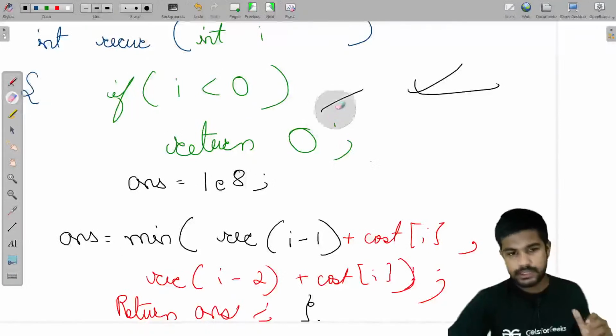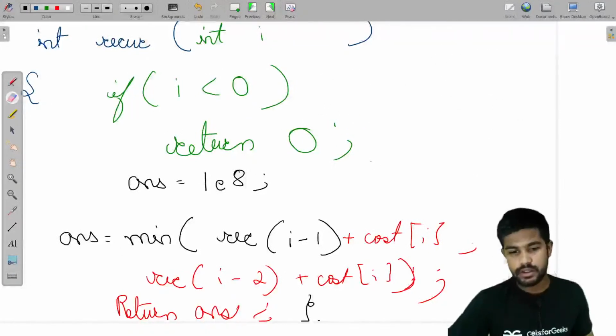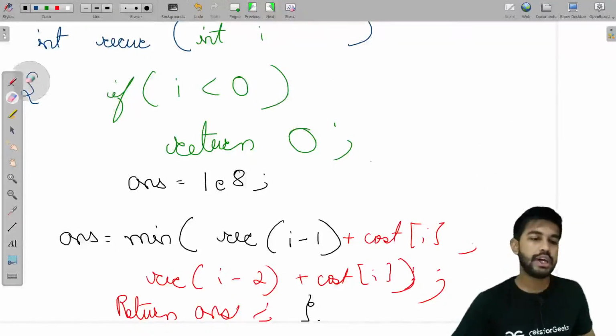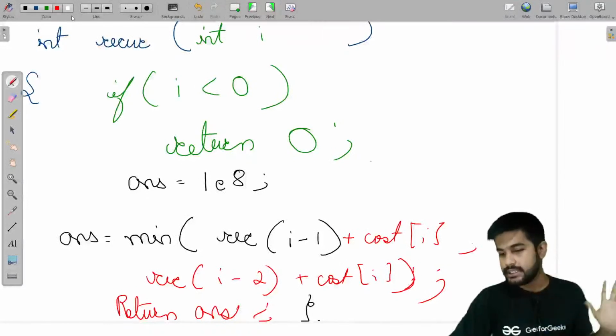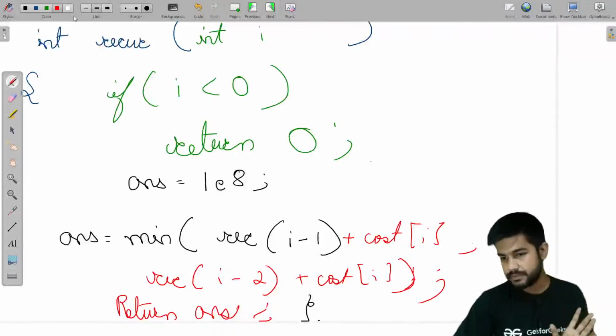Did I tell you that this is a DP solution? So why are you thinking like this? What I would be doing is a different thing, but this is not DP.